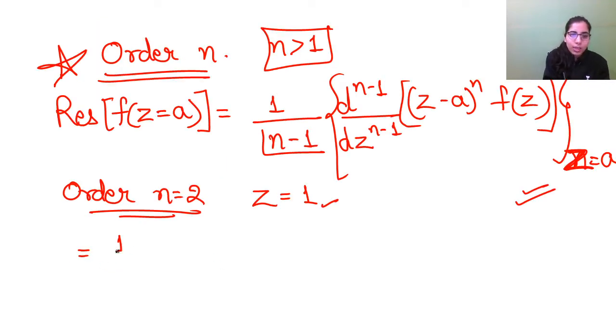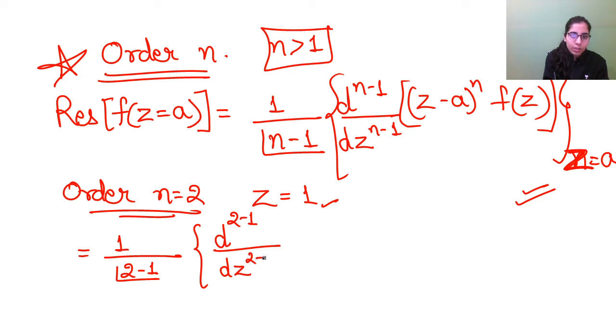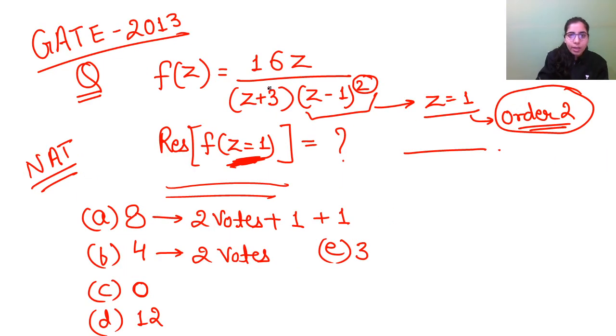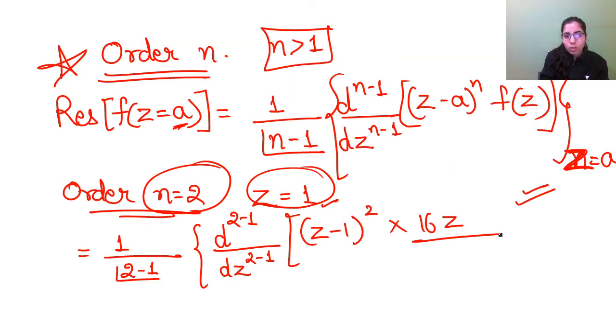So the formula says 1 upon factorial n minus 1, that means factorial 2 minus 1. Clear? Because an order 2 pole was there, that is z is equal to 1. Then d^(n-1), that means d^(2-1) upon dz^(2-1). In place of n I am putting 2, and in place of the pole a, I will put 1. Clear? Next, (z minus a) to the power n, that means (z minus 1) to the power 2. What is f(z)? f(z) is this function, which is 16z upon (z plus 3)(z minus 1) whole square. Clear? So that's how I am getting this expression.